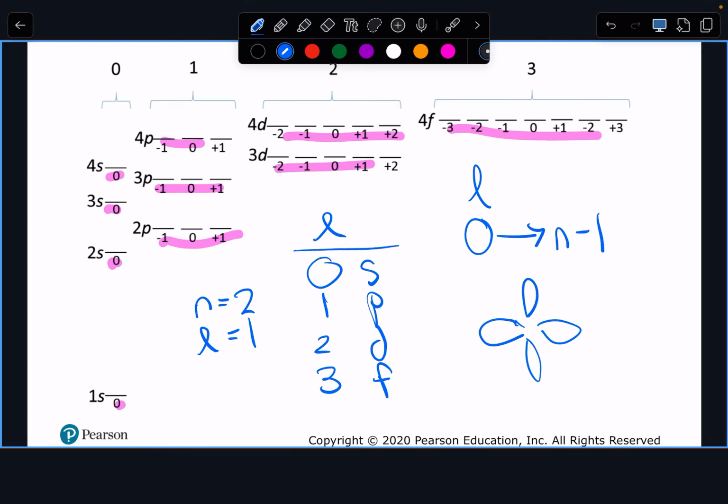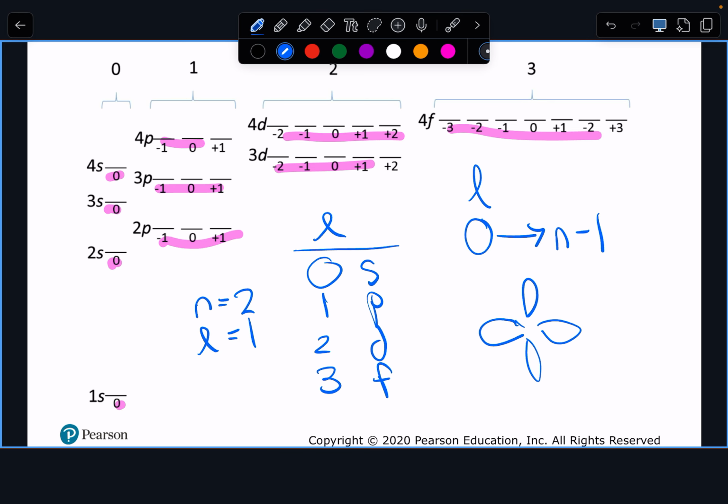Okay, so allowed values starts at 0, everything up through n minus 1, which means every time we increase in n, we get an additional shape of orbital. And the physical meaning is the shape. Don't forget too, shape has an effect on energy.